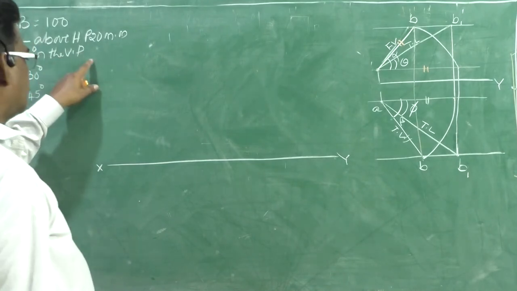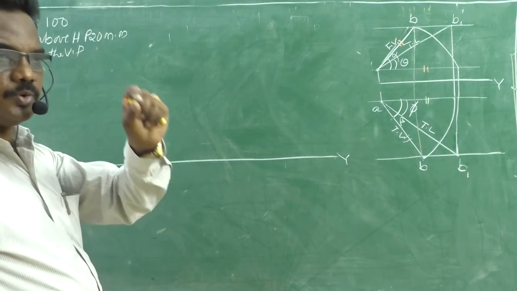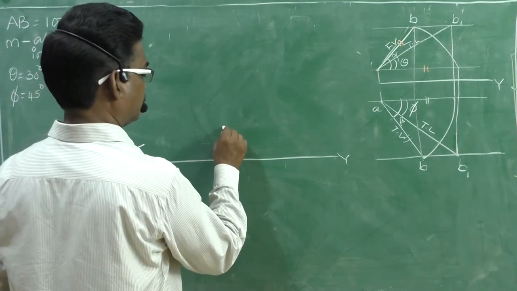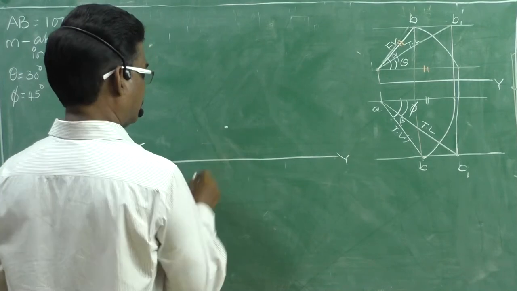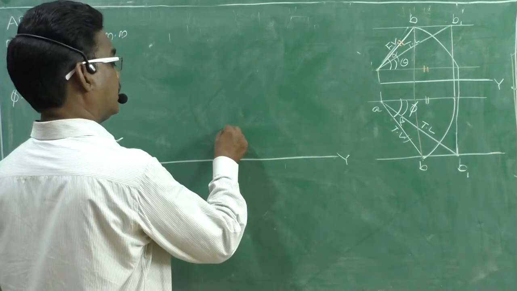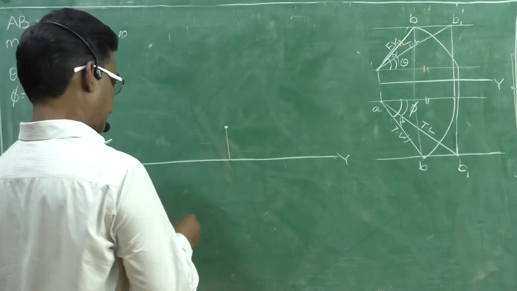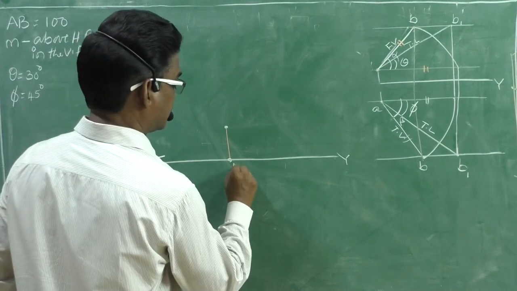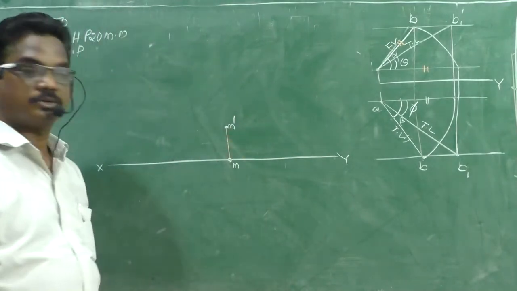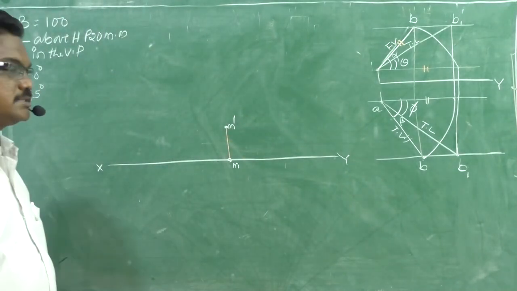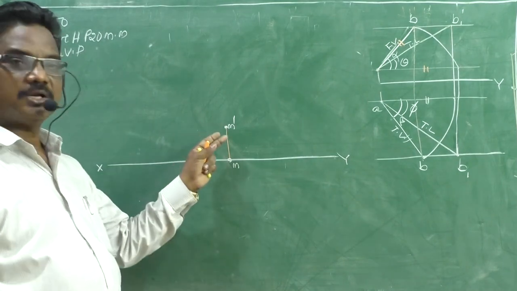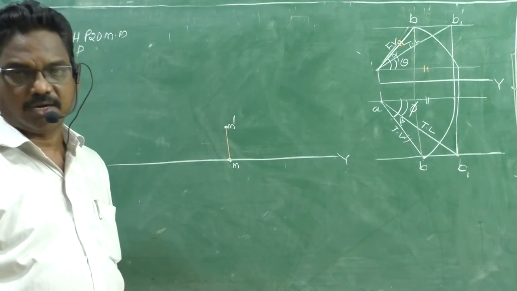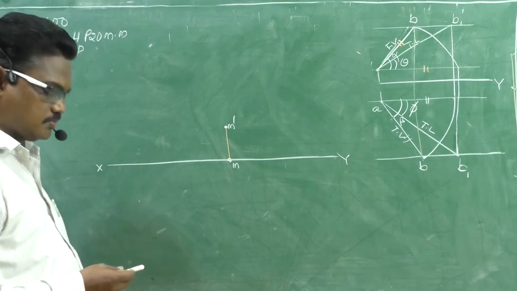Now, as usual, first we need to locate the position of the fixed point, right? Above HP, therefore, let it be 20 mm. And if it is in the VP, its top view coincides with the reference line. This is M, this is M dash. Now consider half of the length. We observed that half of the length is in the first quadrant, half of the length is in the second and third quadrants, right? Now first we can draw the first quadrant.